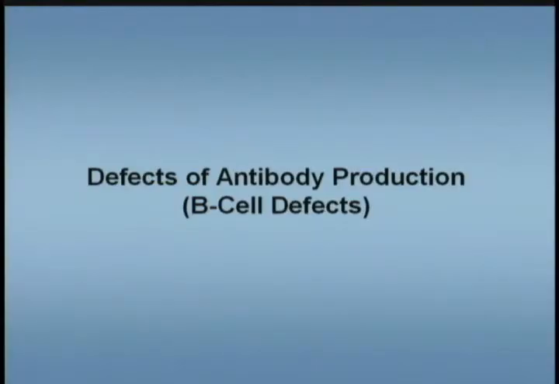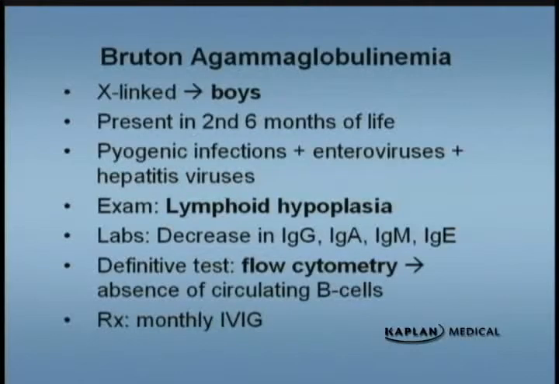Now we're going to talk about specific diseases. We're going to start with defects of antibody production, or the B-cell defects. And a classic one is going to be Bruton's agammaglobulinemia. This is an X-linked disease. It's important to know that because that means it's going to be present only in boys. So when you're reading the test question, look for males in the family.